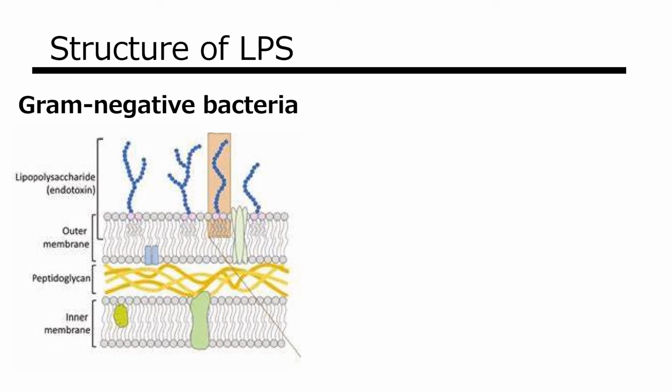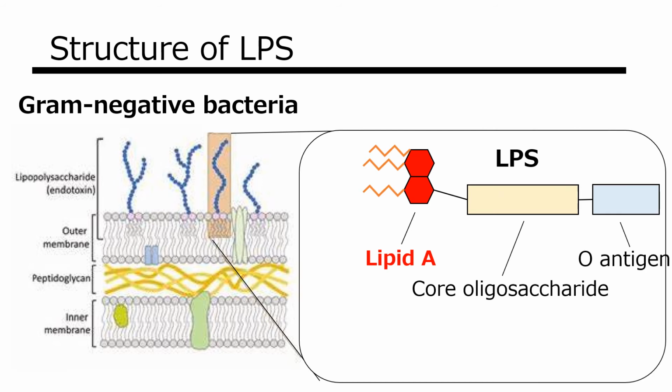LPS is included in the outer membrane of gram-negative bacteria. LPS is composed of three components: lipid A, core oligosaccharide, and O antigen. The component which has toxicity is lipid A.